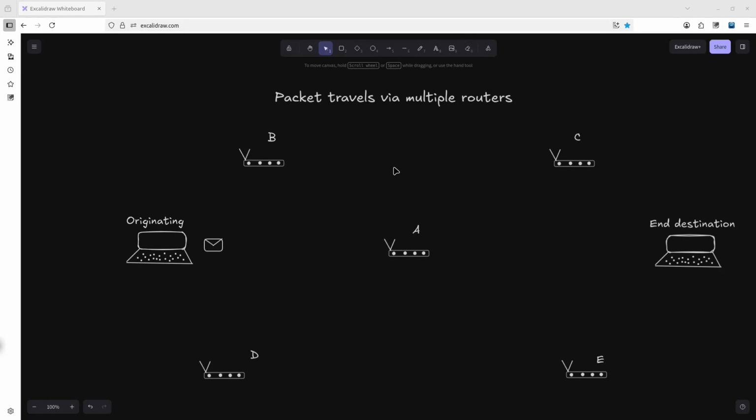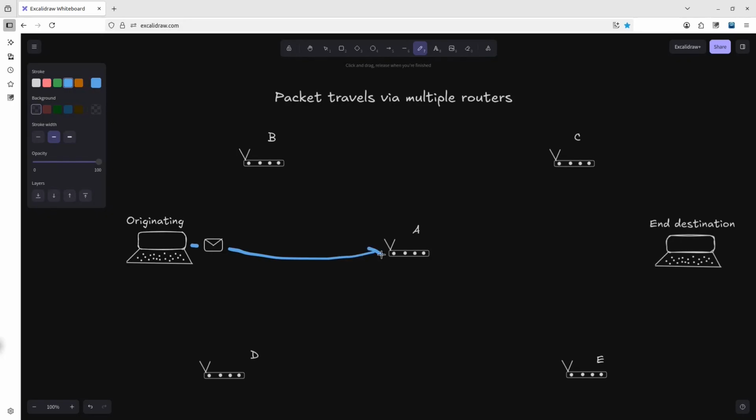What do I mean by that? Let's get into the practicalities of this, okay? Let's look at the diagram. This is the originating computer, this is a packet, this is router A, and this is the end destination, okay? Now normally what we think is that an originating packet, a lot of times but not always, goes from the originating computer, and then it goes to router A, and then it goes to the end destination, right? This is the standard operating way a router works, but not necessarily always.